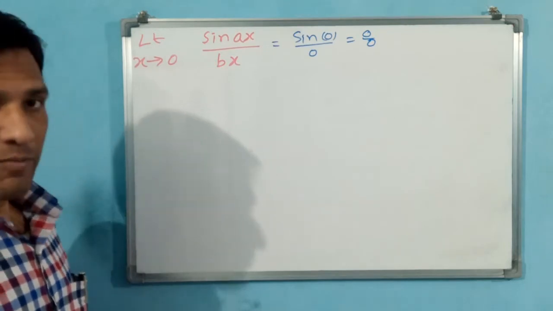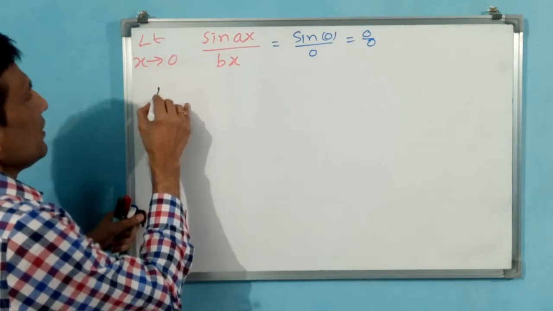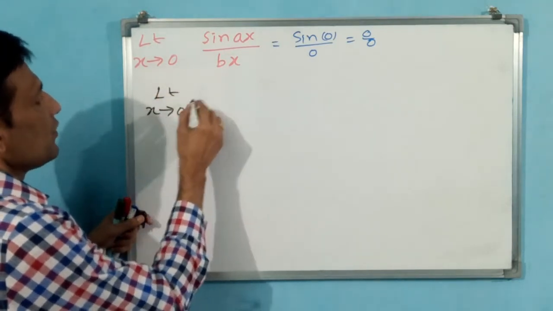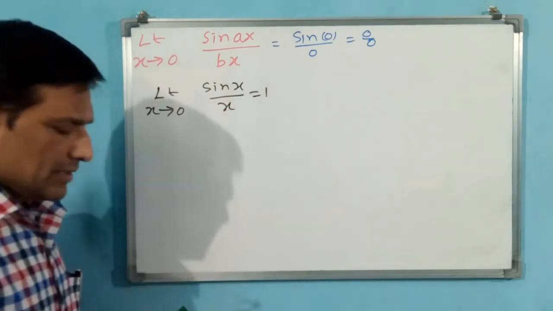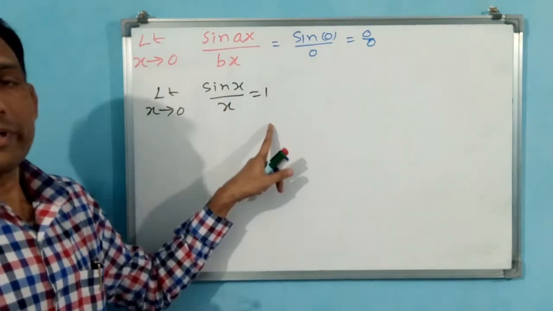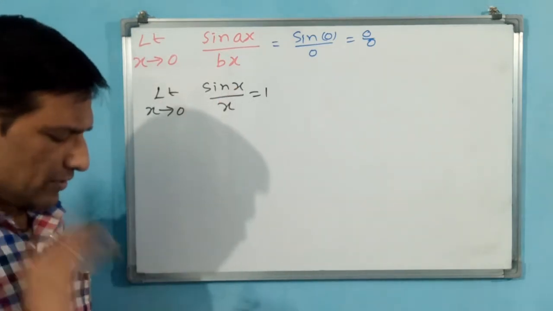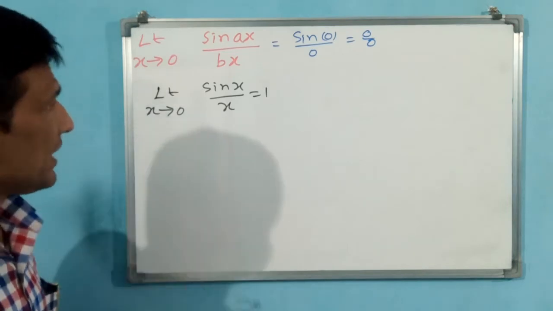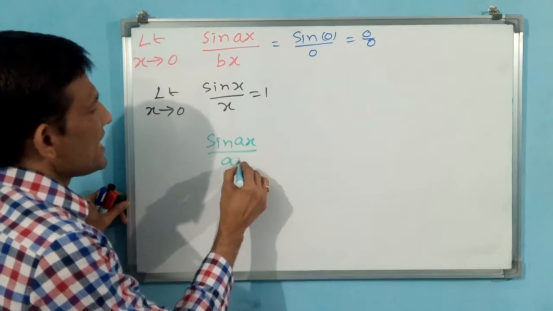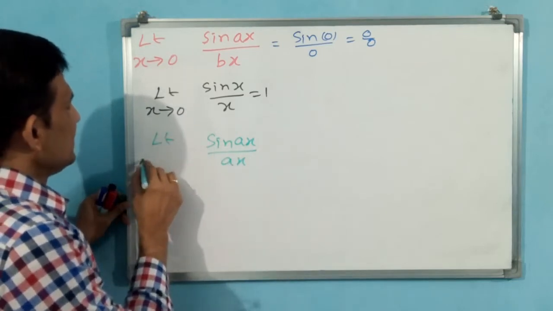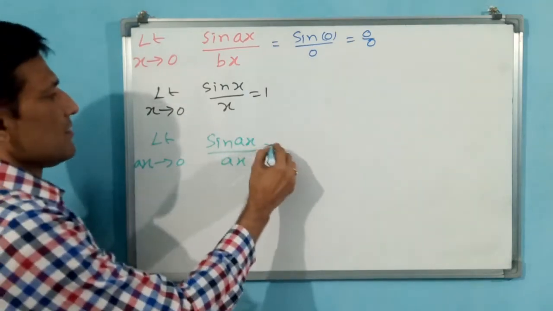But we know one formula. What is that formula? I am writing again. Limit x tends to 0 sin x by x is equal to 1. Now case 3 is going to become case 1. But how to bring it in this form? And one more thing I want to tell. When I want to change this as sin ax by ax, limit ax tends to 0, is it okay? Same will come.